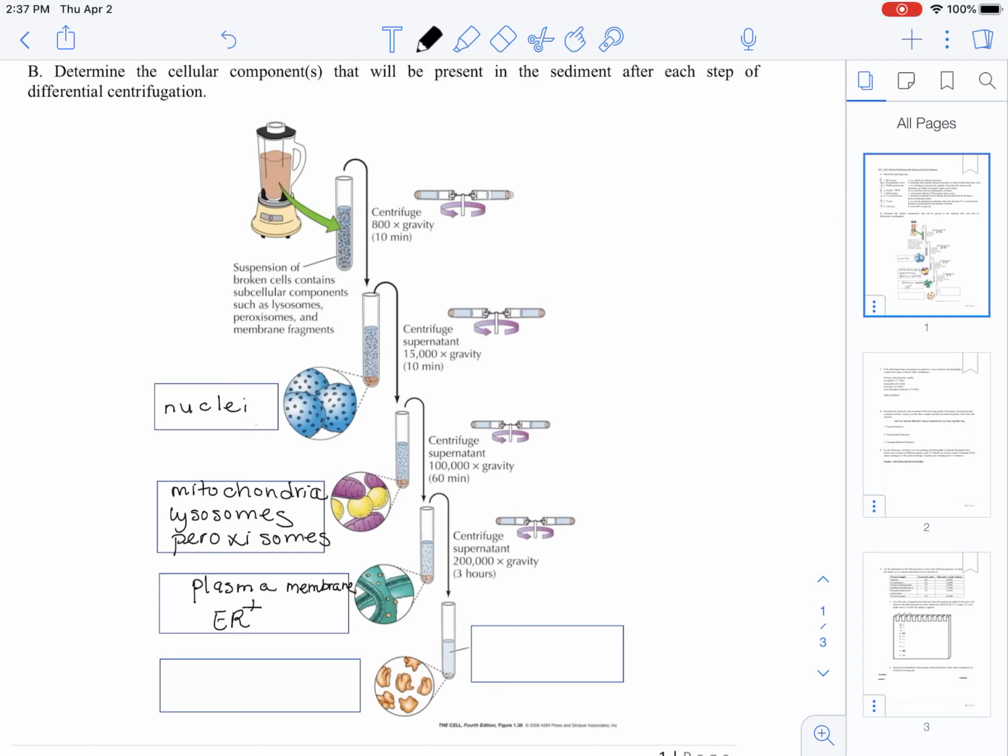Then after you take the supernatant there and you spin it at 200,000 G, understand that at that point you have in the sediment the ribosomes, and the last supernatant is going to be the soluble cytosol. And in that soluble cytosol will be where your protein of interest that was expressed is found, unless it is insoluble, so then it will be found in the sediment.